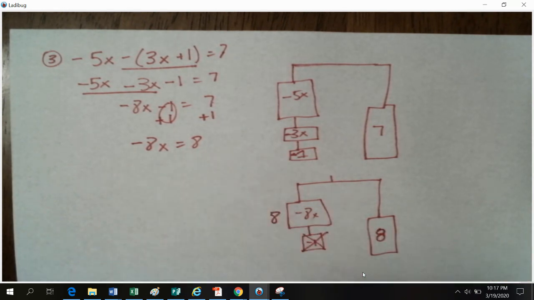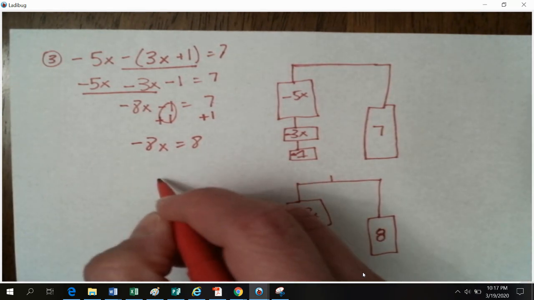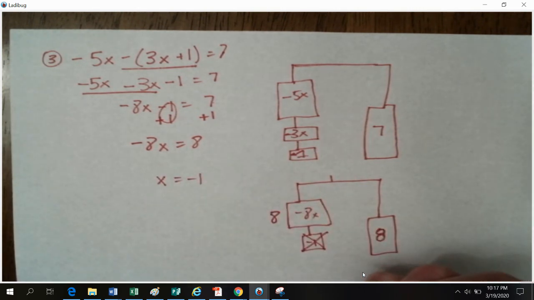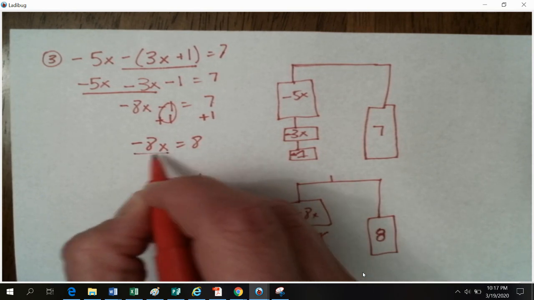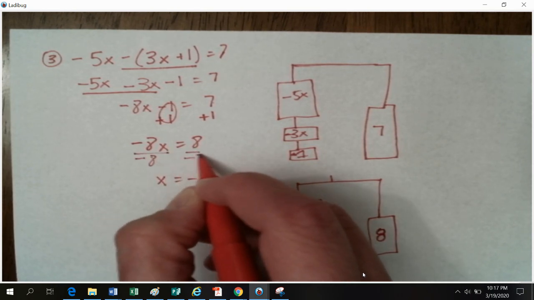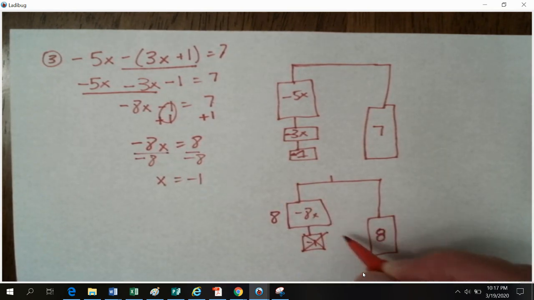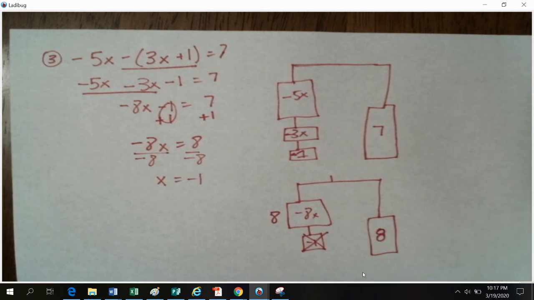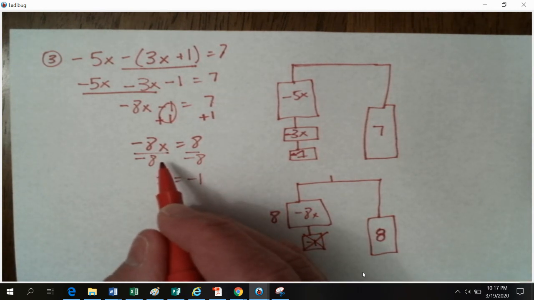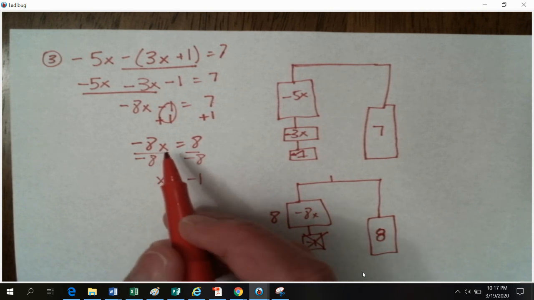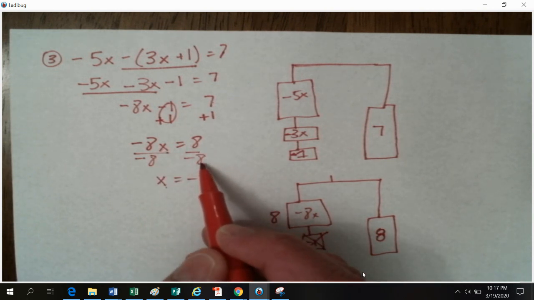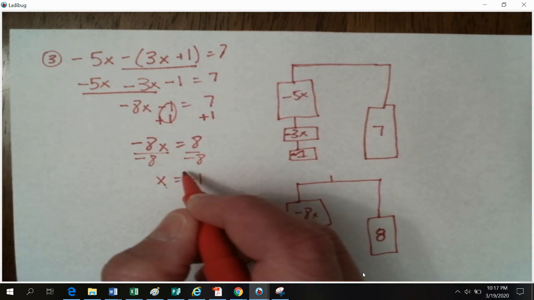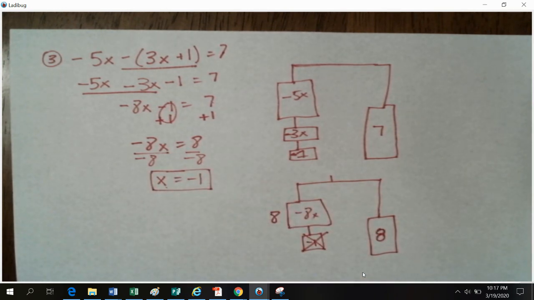So let's show this over here. x equals negative 1. How did I isolate x? What happened to the negative 8? I divided by negative 8. If I have negative 8 x's that I want to split 8 ways, that means I need to divide negative 8 on both sides. So negative divided by negative is positive 1x. 8 divided by negative 8 is negative 1.